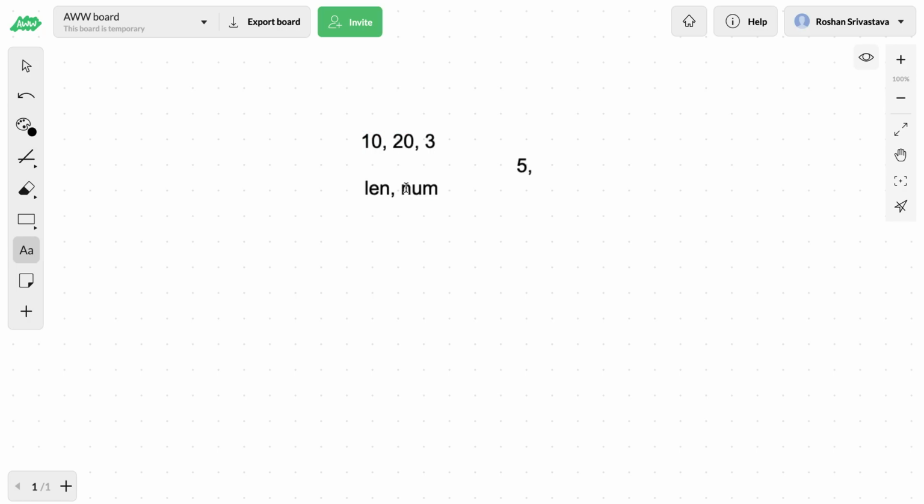Now with these things in mind, let's try to think what the next stage should look like. As you can see, what we have taken here is the current length of the playlist and the number of unique songs that we have taken out of the total n songs.